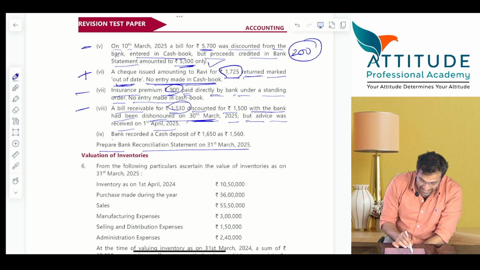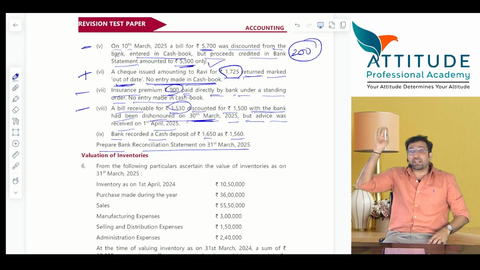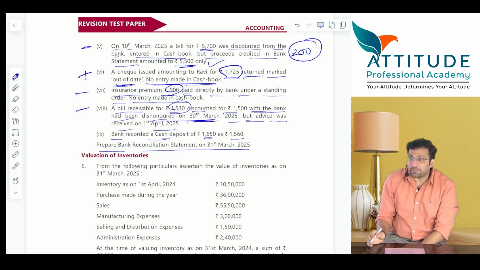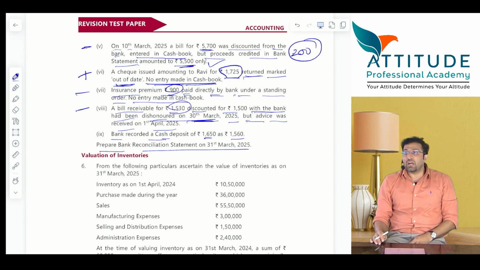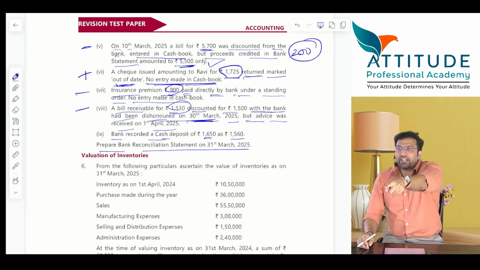नेक्स्ट, बैंक रिकॉर्डेड कैश डिपॉजिट ऑफ 1650 एज 1560. अरे फैंटास्टिक. बैंक रिकॉर्डेड, यू आर नॉट रिकॉर्डिंग. बैंक रिकॉर्डेड a cash deposit of 1650. अरे भाई, hello, how much have you deposited? 1650. You have recorded in your book 1650.